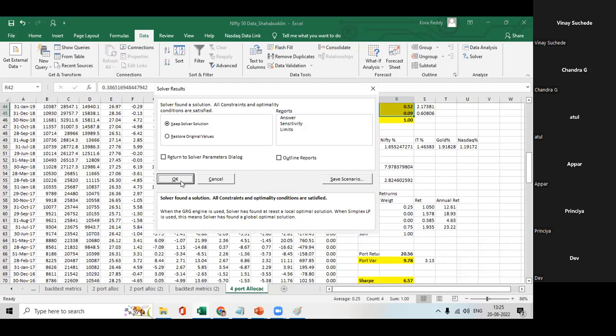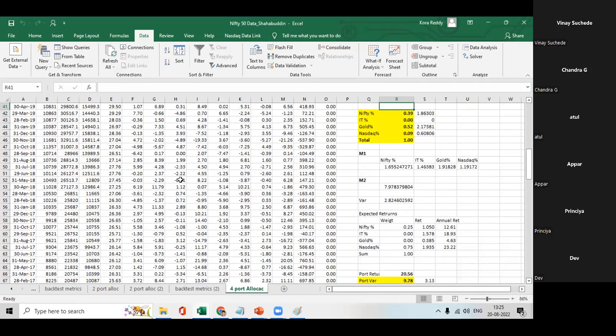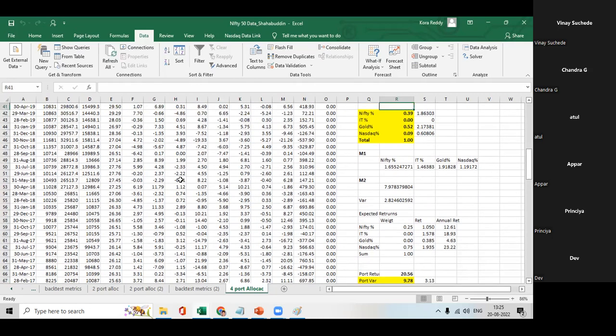I need to give some seeding value, 0.25 or some number, then it solves. Now the problem here is, yes, we achieved a higher Sharpe ratio. Earlier it was 5 or something like that. Now it has gone to 6.6. But it has not allocated anything to IT and NASDAQ.